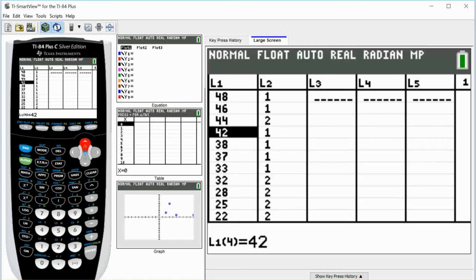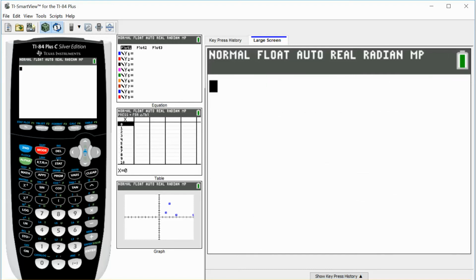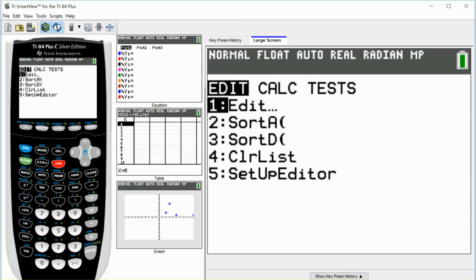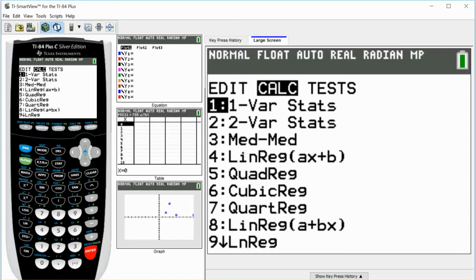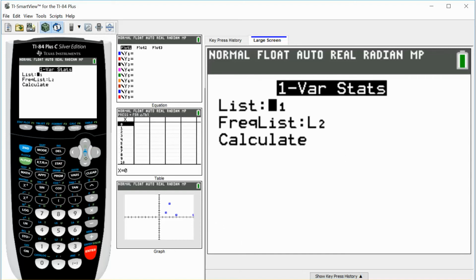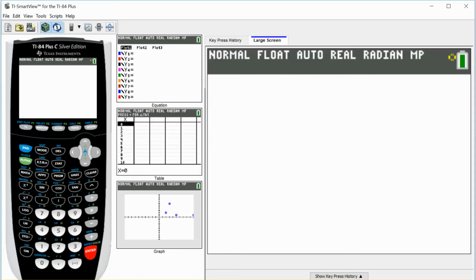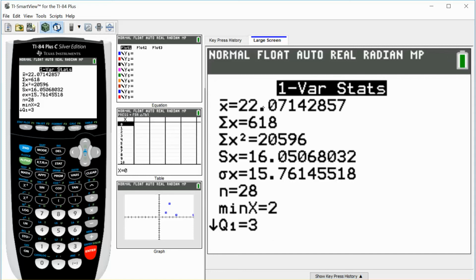And then when we calculated our one variable statistics, we could find an average age of the penny and a standard deviation for the age of the penny. So we found that in this student's sample, the average age of the penny was 22 years old. The standard deviation for the age of the penny was 16 years old.